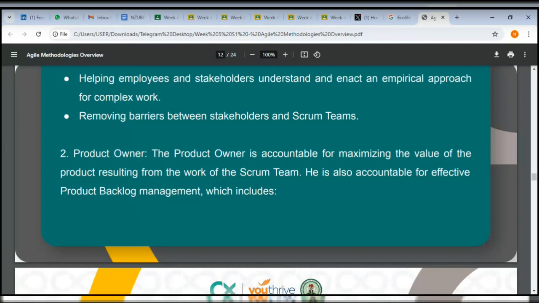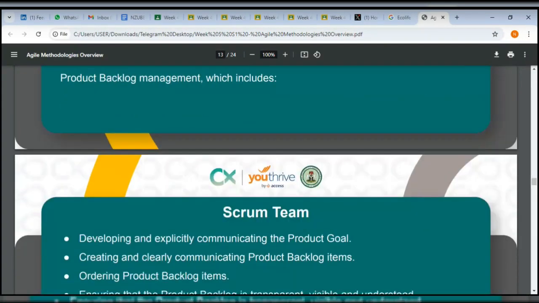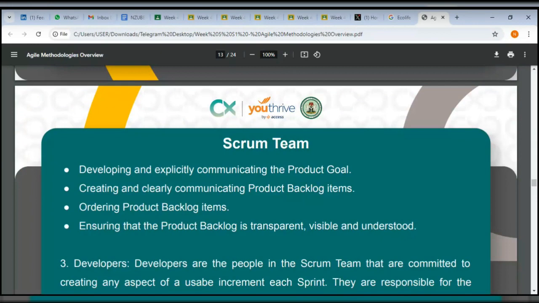The product owner is accountable for maximizing the value of the product resulting from the work of the Scrum team. He or she is also accountable for effective product backlog management, which includes developing and explicitly communicating the product goal. We've already discussed this. Creating and clearly communicating product backlog items. So while you're creating your product backlog, it's important that you stay in communication with the teams involved, right? And ordering product backlog items.